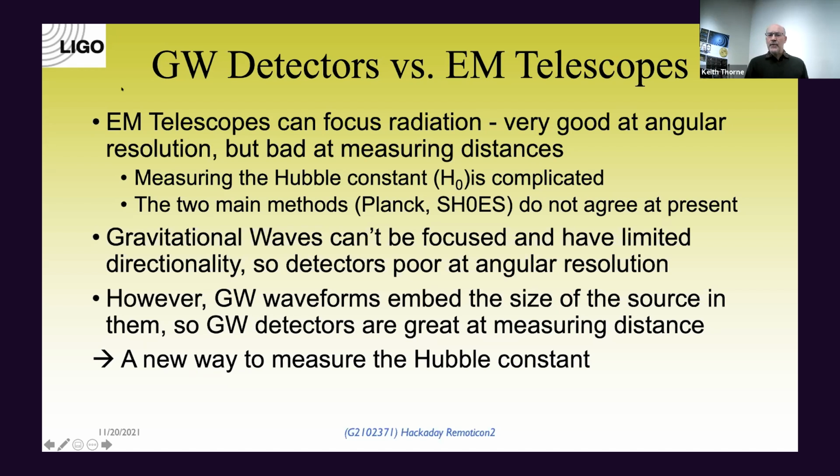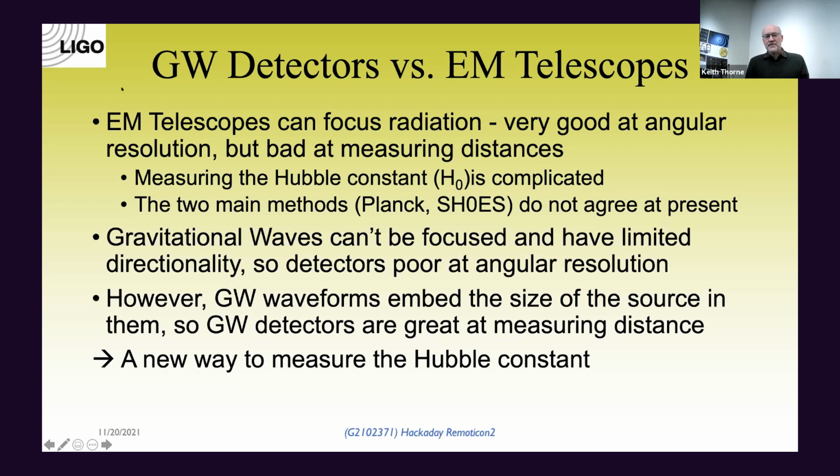Now, gravitational waves can't be focused. And so we don't have much directionality. It's not a dipole. It's almost uniform in distance. We use timing. So we have to use multiple detectors, like your ears, to tell you the direction. It's the speed of light delay that tells you which way it's coming from.